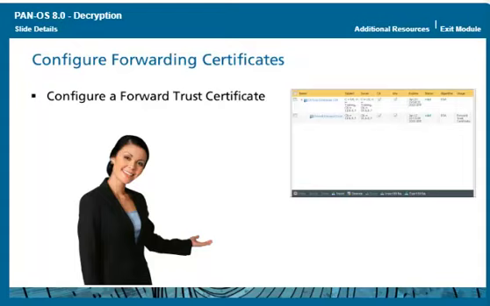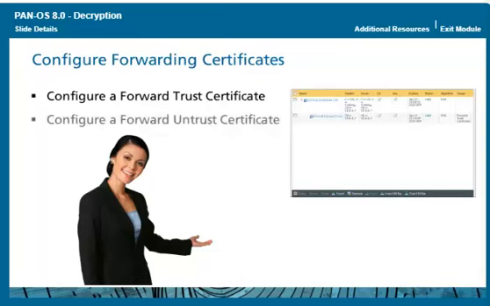Click to open the certificate after it has been created and select the Forward Trust Certificate checkbox, which enables the firewall to use the certificate as its forward trust certificate during SSL forward proxy decryption.